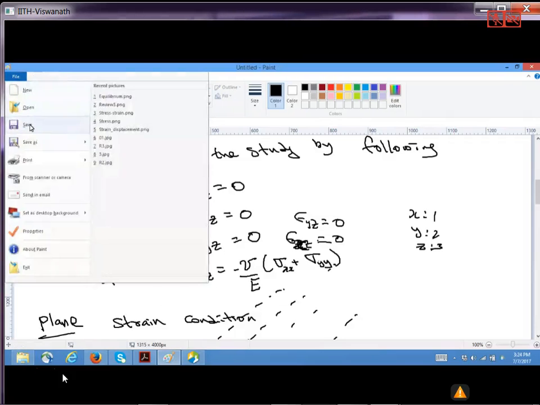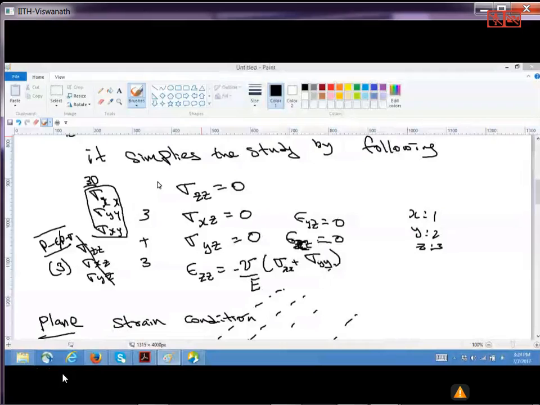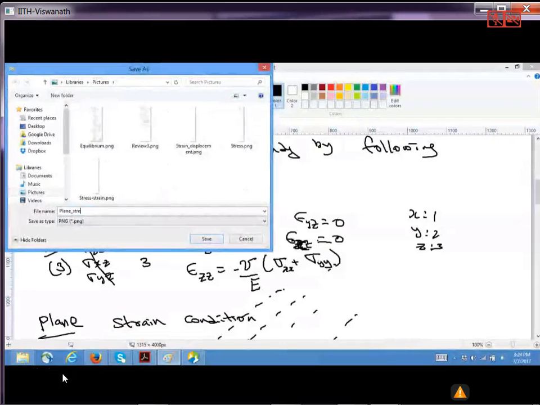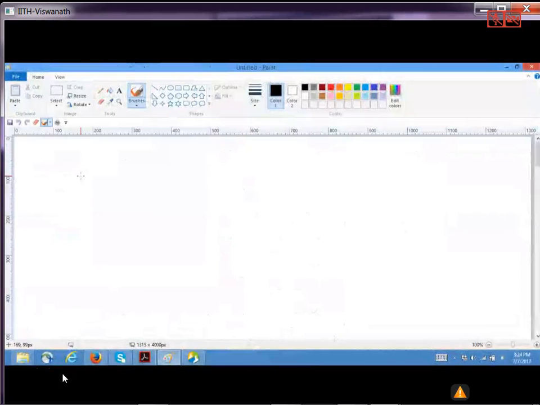Now I will start a new topic, which is the third topic of the day, which is method of weighted residuals.